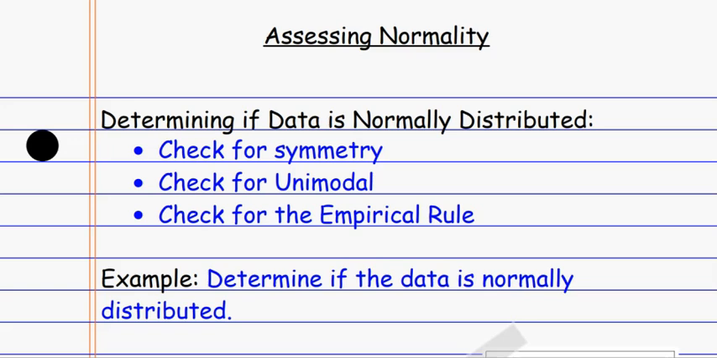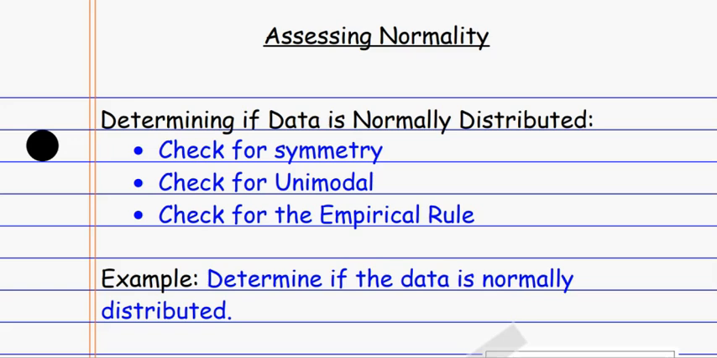Hi there, folks. Today we're looking at assessing normality, all right? So we've looked at normal distribution and we've investigated some of the special characteristics that it has, but now we want to go the other way. We're going to start with a set of data and determine if that set of data is normally distributed. So instead of being given normally distributed data and being asked questions about the data set, I want to know if a data set is normally distributed, okay?